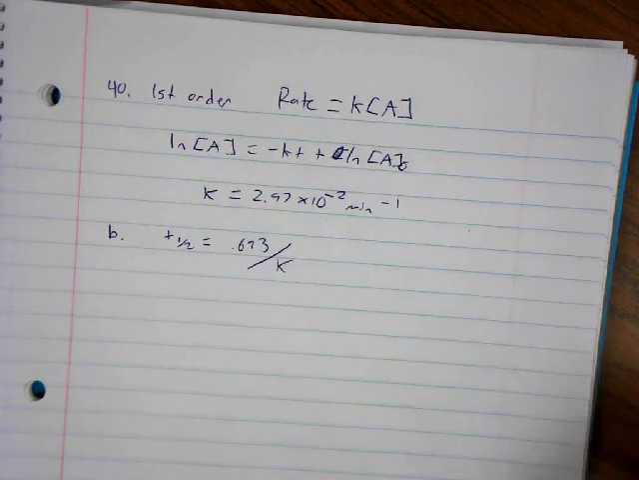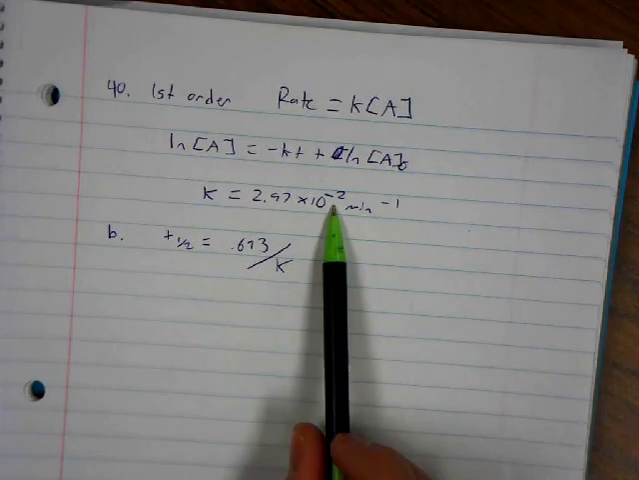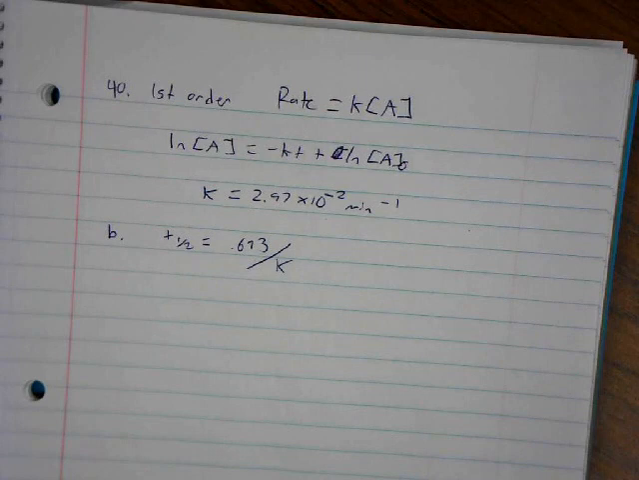So for a first order reaction, t1/2 is equal to 0.693, from the half sheet, divided by K. Is it 2.97 times 10 to the negative second?